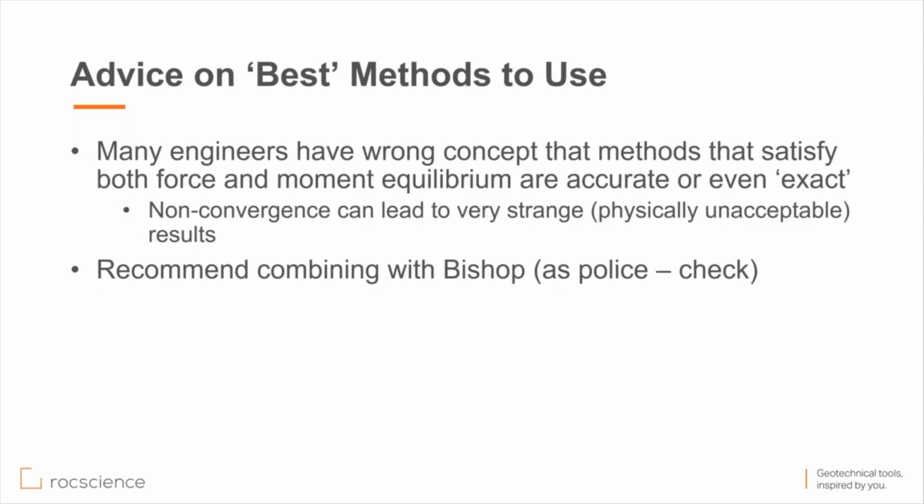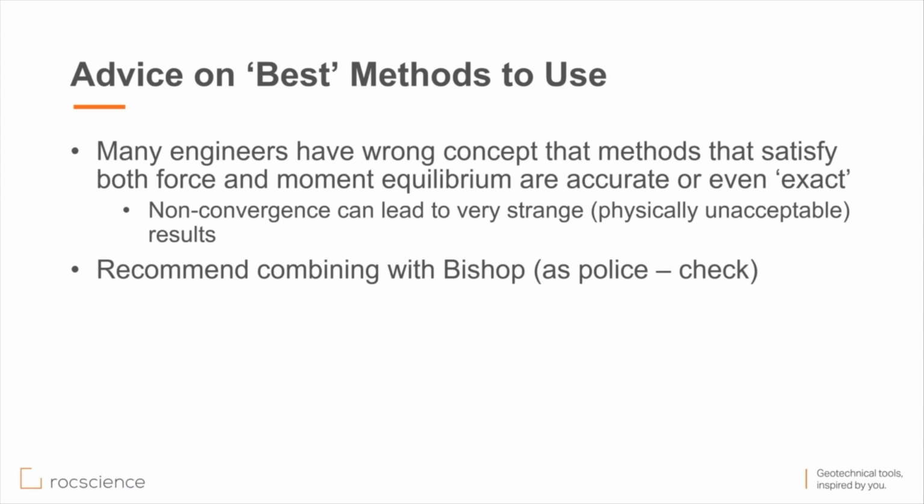We should not assume that because we are using full or rigorous methods, those methods are necessarily more accurate, because they may not converge, or sometimes they can converge to strange or physically unacceptable results. So we must always, as we said earlier, practice checking the results of our rigorous methods, line of thrust, presence of tension, to make sure that they are acceptable.